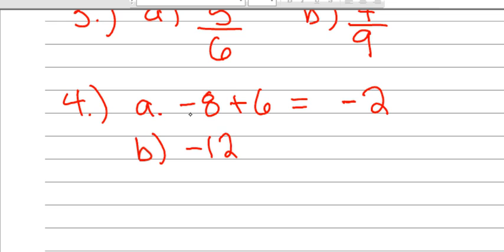I've got a negative 12 for part B plus a negative 13. And if you remember, when we have two negatives and we're adding them together, we get a negative. So when I'm adding a negative 12 and a negative 13, I just simply add them together and I get negative 25.